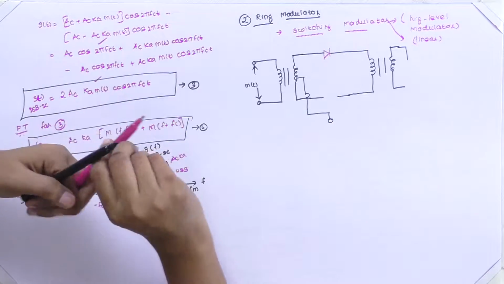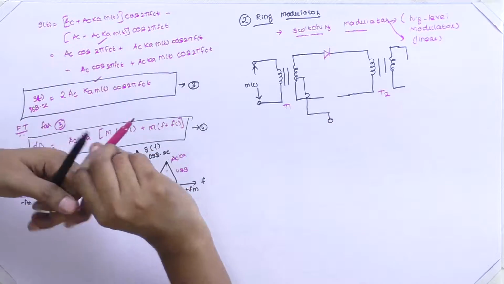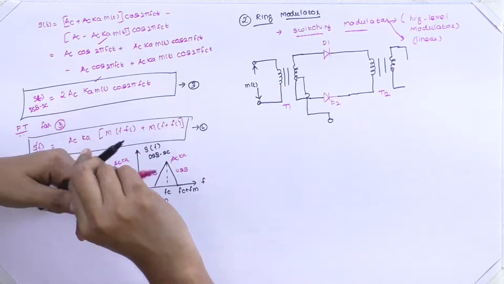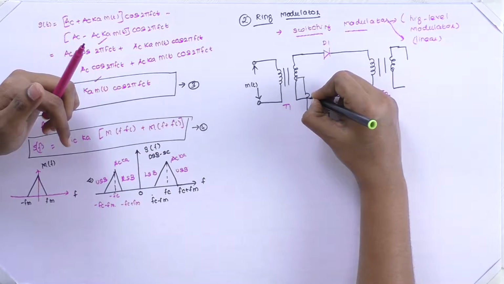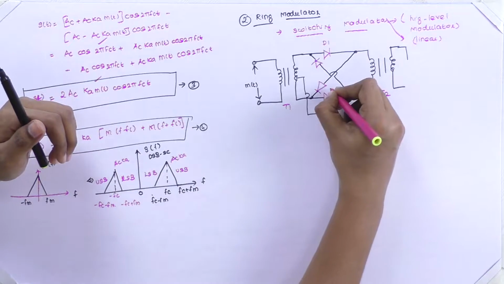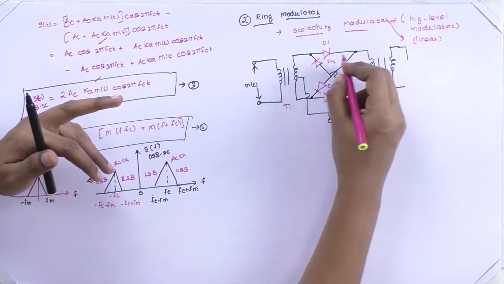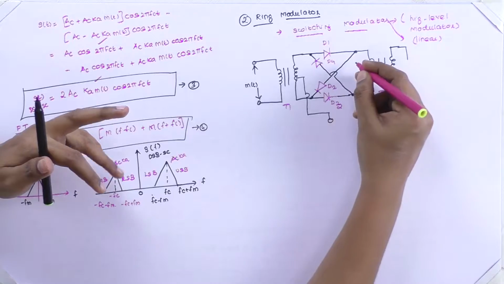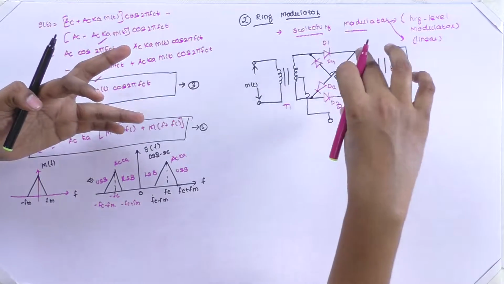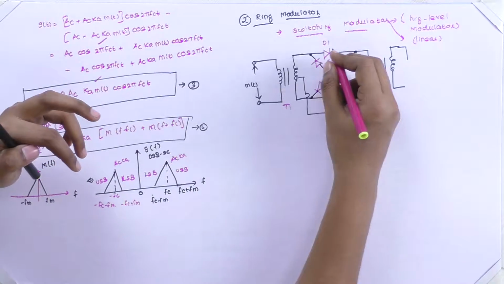We take this transformer as T1 and this transformer as T2. This diode we refer to as D1 and the second diode as D2, and the third and fourth diodes are interconnected in this way. We refer to these as D3, D2 and D4. Odd numbers are in the upper and lower path, and even numbers are in the interconnected path. If we refer to the circuit diagram as outside part and inside part, the outside part contains the odd numbers and the inside part contains the even numbers. Therefore, the diodes are arranged in a ring fashion.